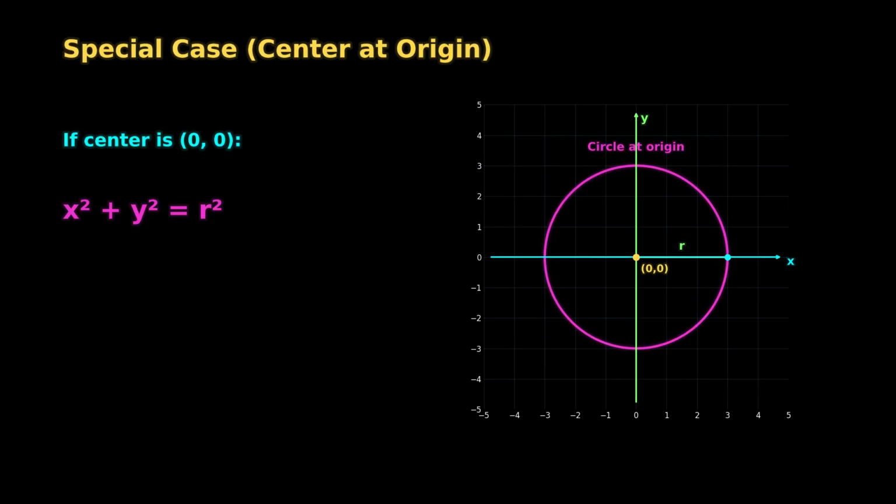In a special case, if the center is at the origin, if the center is (0, 0), then we can write the equation of a circle as x squared plus y squared is equal to r squared.